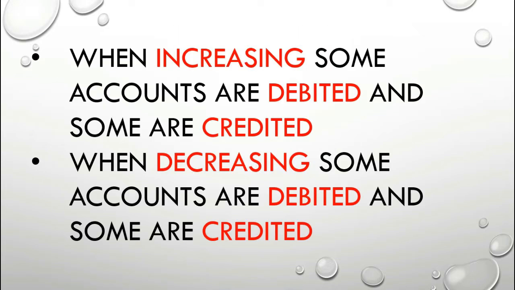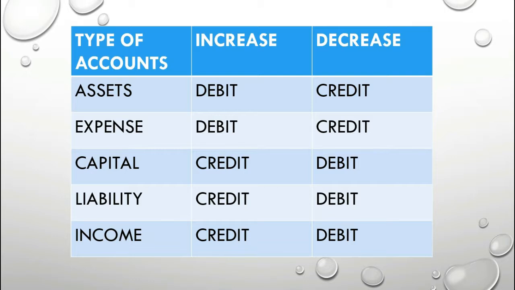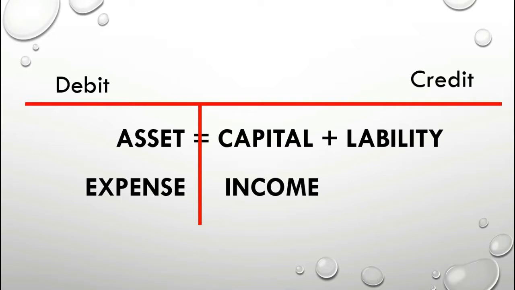Debit does not necessarily mean always increase, and credit does not necessarily mean always decrease. To increase, some accounts are debited and some accounts are credited. Likewise, to decrease, some accounts are debited and some accounts are credited. So this is the summary of what we have learned. Asset increasing means debit, asset decrease means credit. Expense increase means debit, expense decrease means credit. Capital, liability and income increasing means credit, decreasing means debit. So if you can put a T to the equation, it is very easy for you to remember.